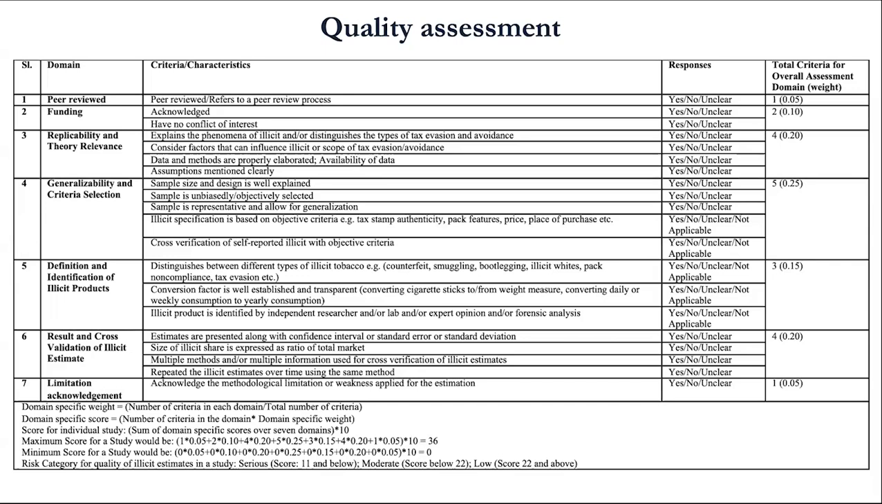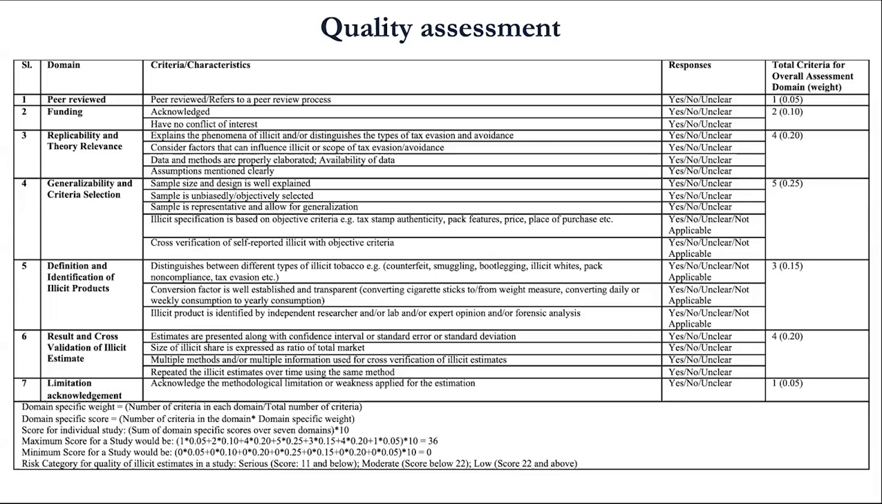So for each domain, we had an individual score. To get that individual score, we multiplied the number of criteria in the domain with the domain specific weight. And finally, to come up with the total score for the study, we added the individual domain scores that we received for these studies over the 7 domains. Just for ease of explanation, we inflated the measurement by a factor of 10. So you can see that the maximum score, if a study fulfills all the characteristics, could be 36, and the minimum score, if the study doesn't fulfill any of the characteristics, will be equal to 0.